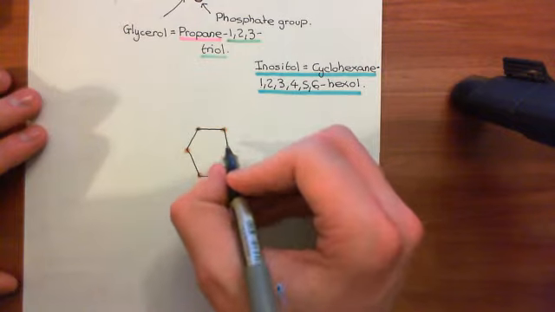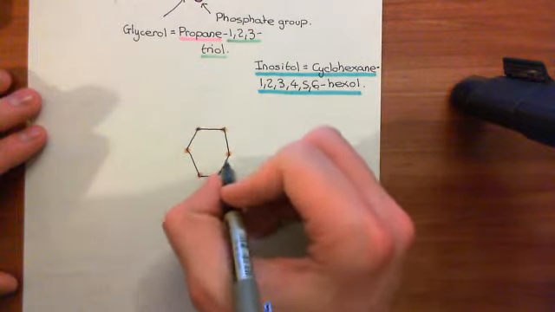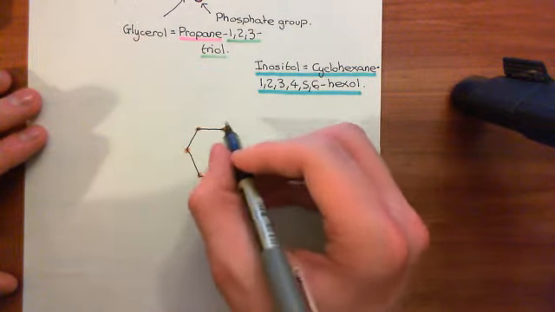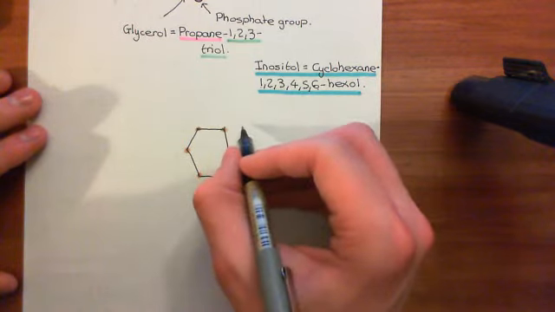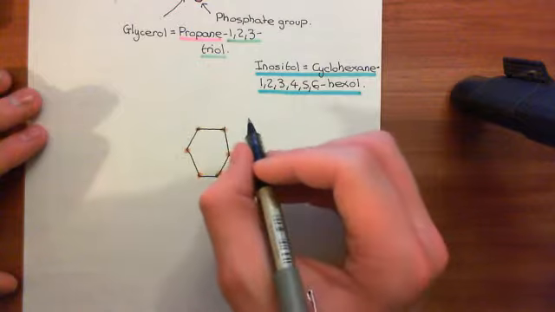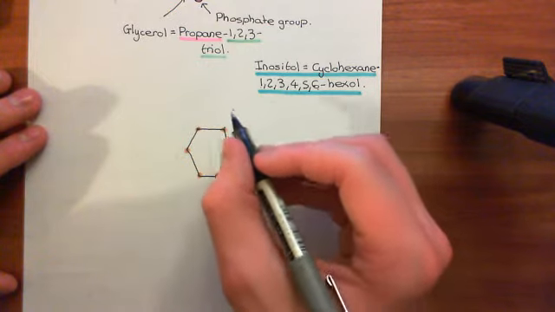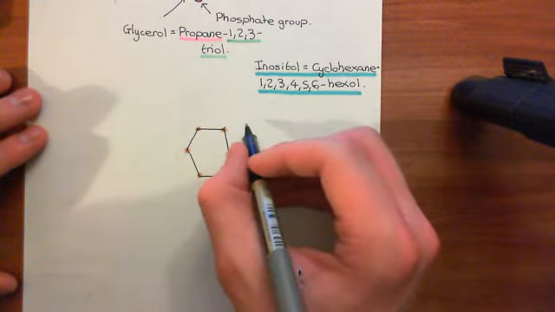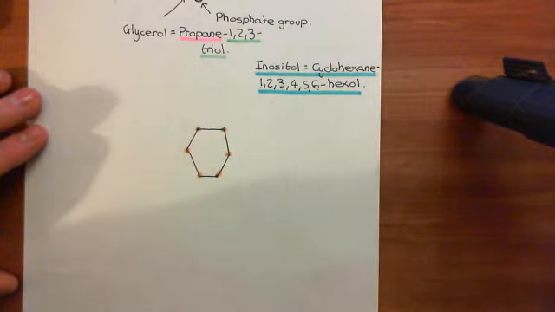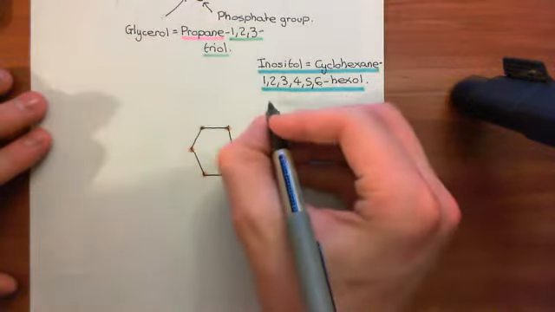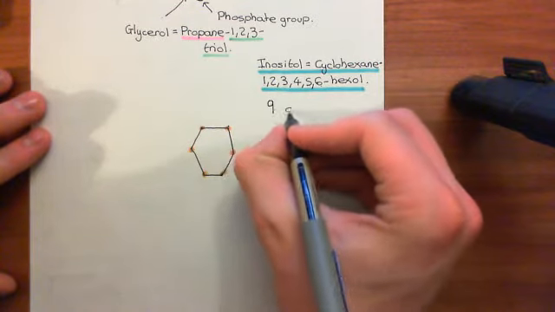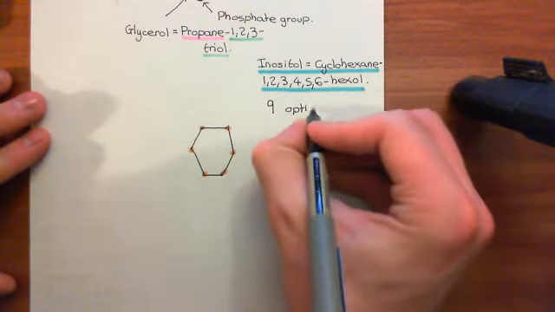So for each of these carbons, you have to decide, do you want the alcohol group coming out of the page towards you and the hydrogen going into the page away from you, or do you want it the other way around? Do you want the hydrogen coming out of the page towards you and the alcohol group going away into the page? Okay, so that is a subtlety with inositol, and overall there are 9 different optical isomers of inositol.